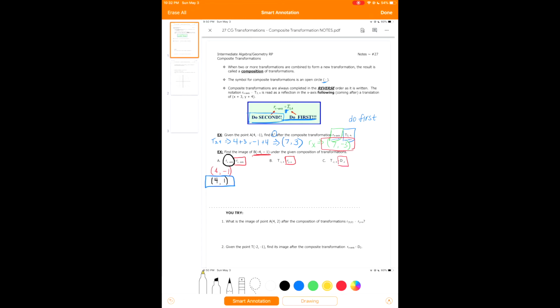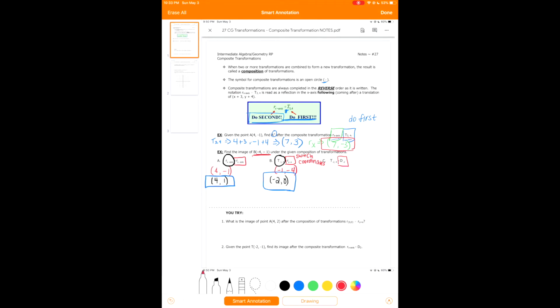For the second one, the first thing I'm doing is reflecting over the line y equals x. When I do that, I switch my coordinates. So instead of (-4, -1), it's going to change to (-1, -4). And then the second thing I'm going to do is translate that (-1, 4). So that means I'm going to subtract 1 from the -1, which gives me -2. And I'm going to add 4 to the -4, which gives me 0. So my final answer there is (-2, 0).